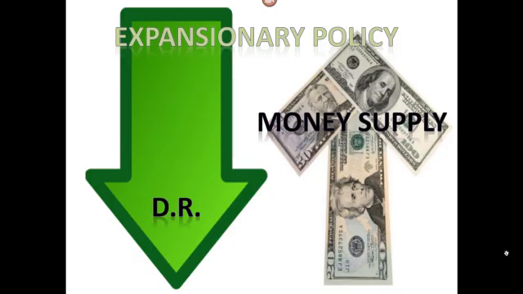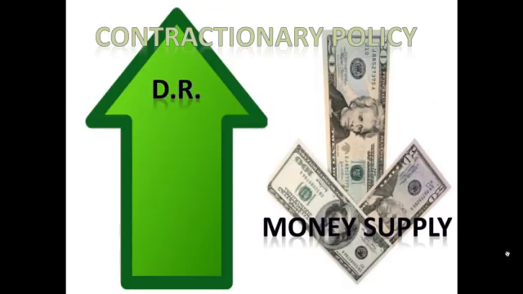If the country is in need of a greater money supply or an expansionary policy, the Fed can decrease the discount rate, which means banks can more easily borrow money from the Federal Reserve banks, which in turn increases the money supply and lowers the interest rates. If the country is in need of a contracted money supply or a contractionary policy, the Fed can increase the discount rate, which means banks have a harder time borrowing money from the Federal Reserve banks, which in turn decreases the money supply and increases the interest rates.